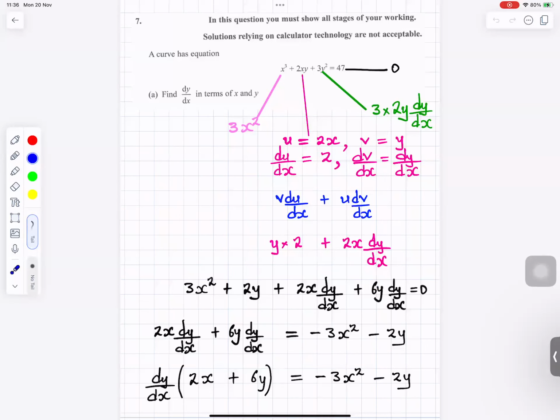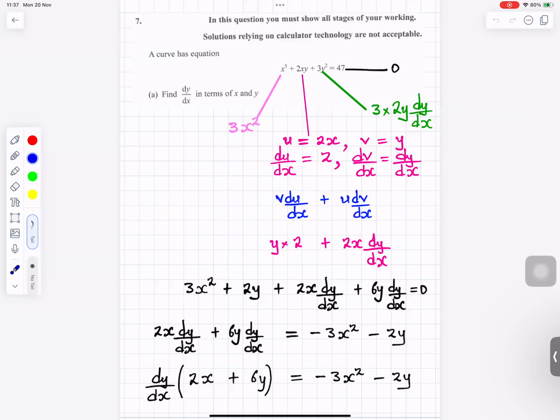Now we want to put dy over dx on one side. So the 2x dy over dx stays on the left. The 6y dy over dx stays on the left. 3x squared goes to the right, it becomes minus 3x squared. 2y goes to the right, it becomes minus 2y.